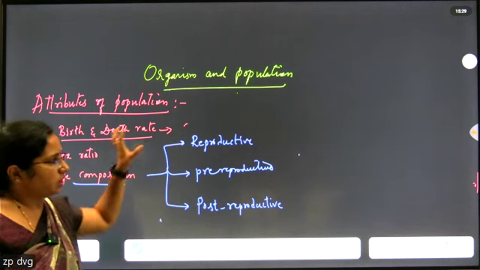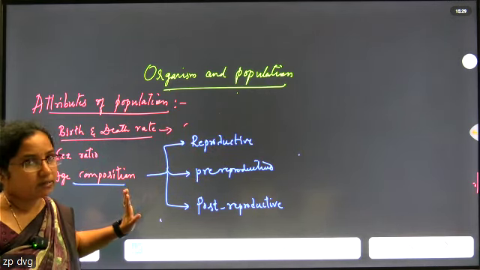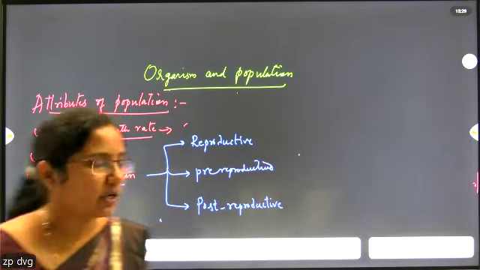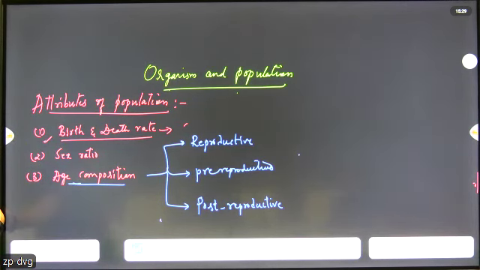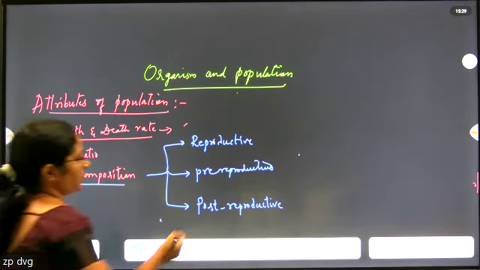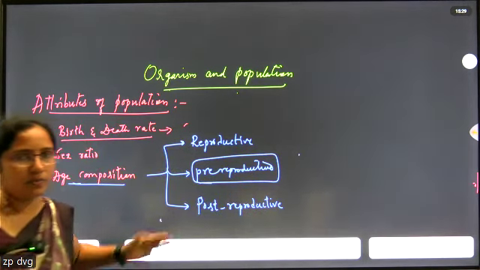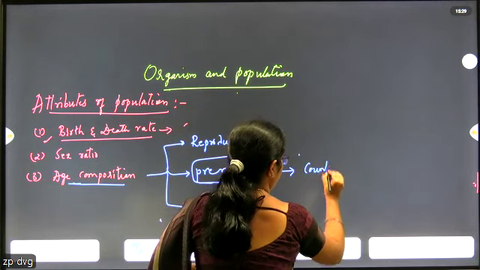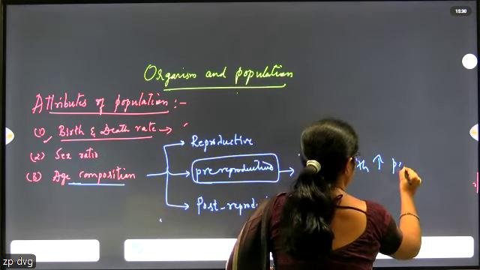So how much percentage of reproductive, pre-reproductive and post-reproductive people are there, that we can explain by using a graphical representation. By using that graphical representation, we can construct the age composition of a particular population. So that will tell us about the entire country. For example, if pre-reproductive age people are more as compared to the reproductive as well as post-reproductive, that country is a country with an increased population rate every year.